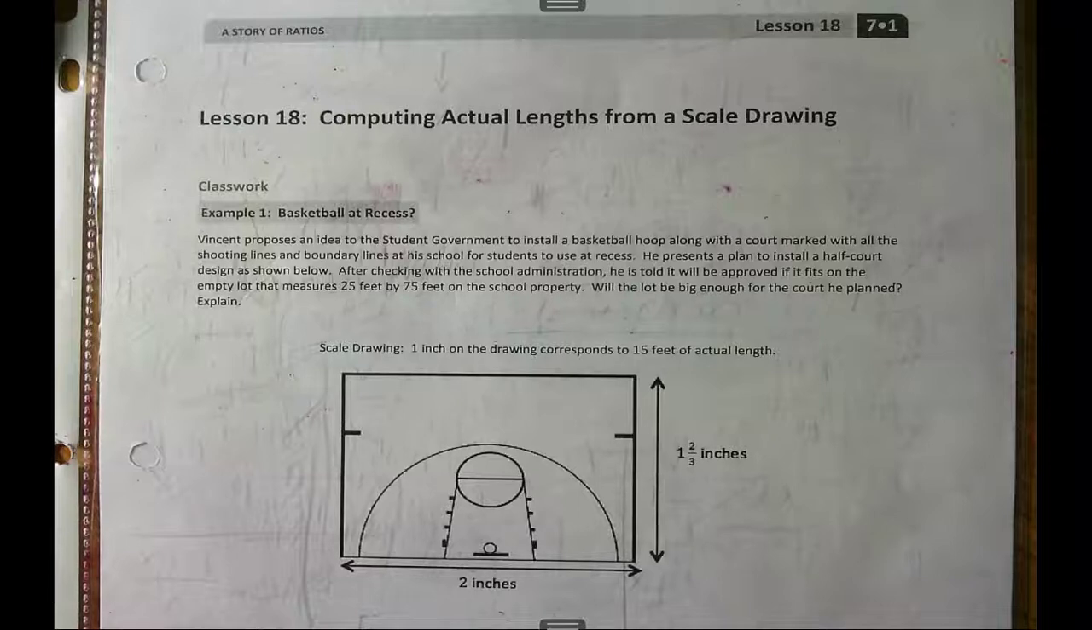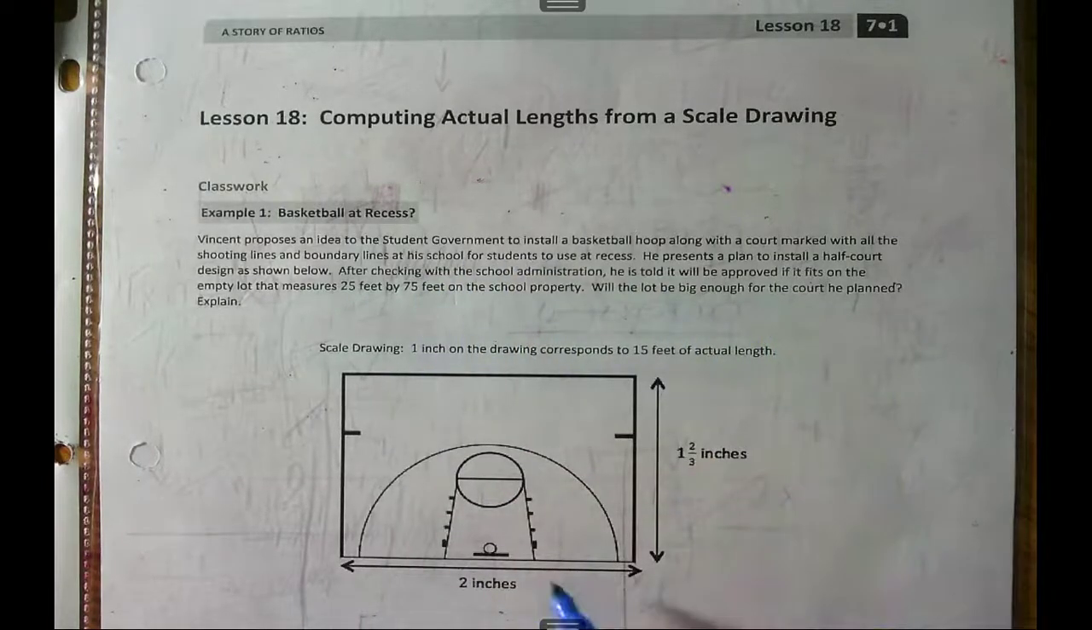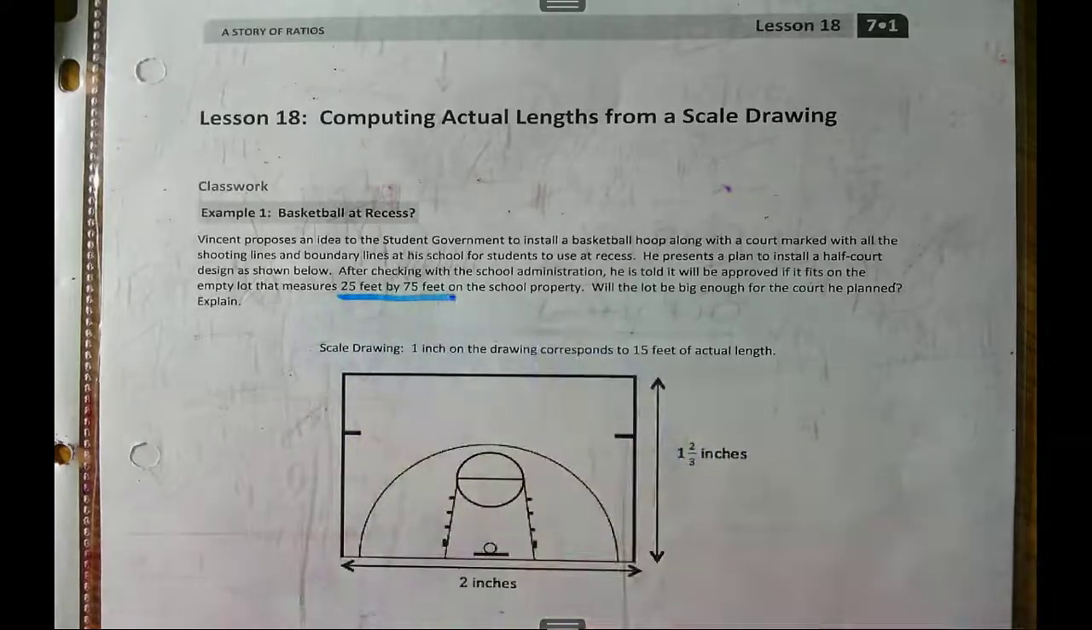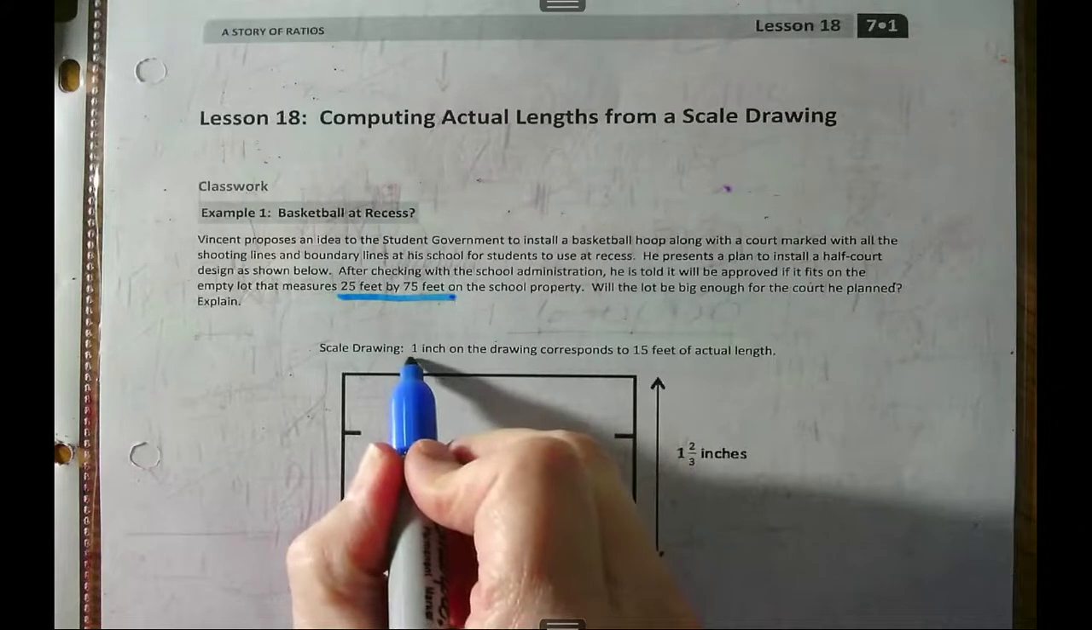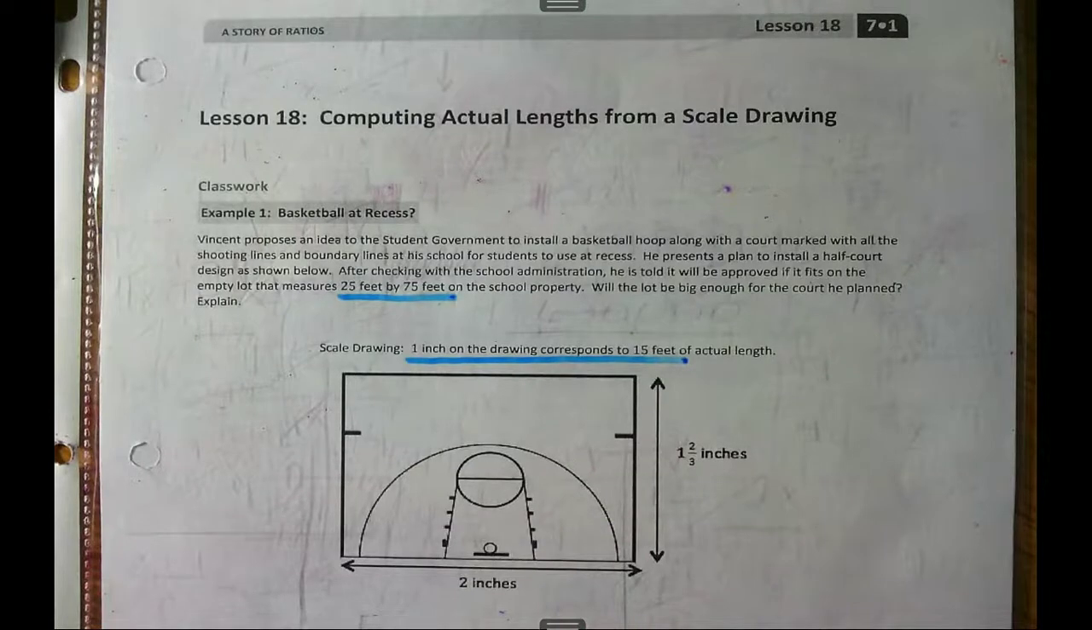In this video, we're going to go over Lesson 18, Example 1. If we read through this whole problem, it tells us that we are looking at a scale drawing of a basketball court, and we want to know that if this basketball court is built, will it fit on a 25 by 75 foot area? So we are going to look at the scale. 1 inch on the drawing corresponds to 15 feet in actual length, and we are going to determine the actual dimensions of this basketball court.